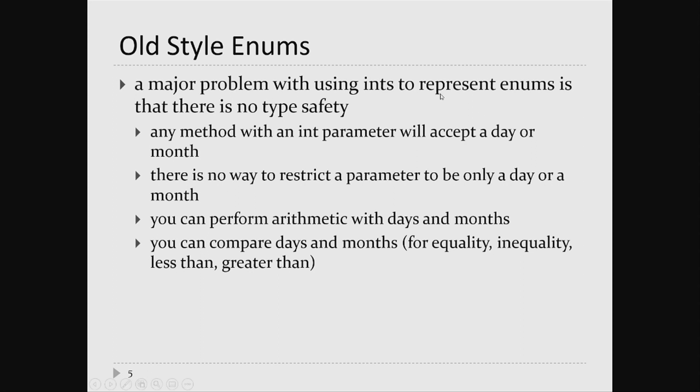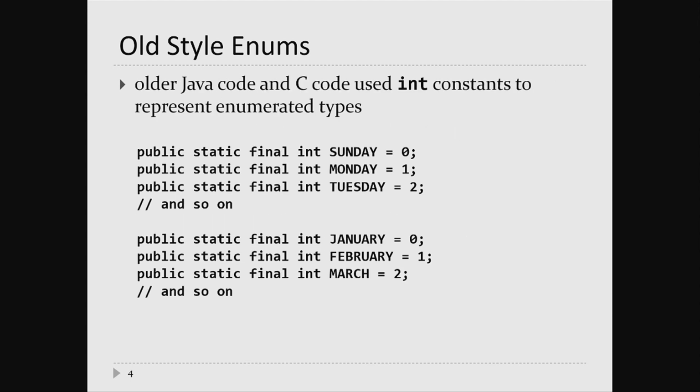So when you use ints to represent enums, there's no what we call type safety. Any method with an int parameter will accept a day or a month. For example, I can take the absolute value of a day, I can take the square root of a month, and it works just fine, which is strange, but it works. If you make a method where you want to accept only a day, there's no way to restrict the parameter to be only a day, because it has to take in an int. The type here is an int.